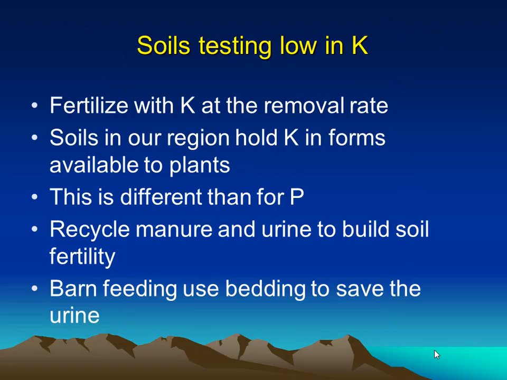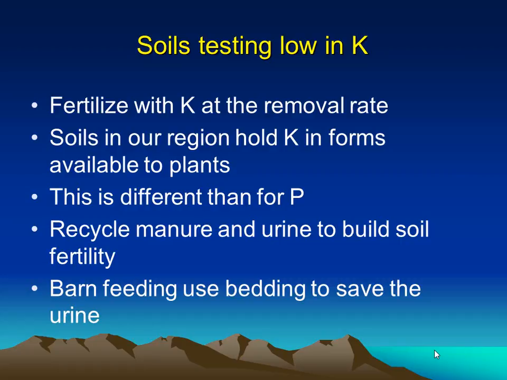So even on a low testing soil, fertilize with potassium at removal rate if you want maximum yield. The soil holds K in the available form. It's different than phosphorus. But we still want to recycle manure and urine to build fertility.